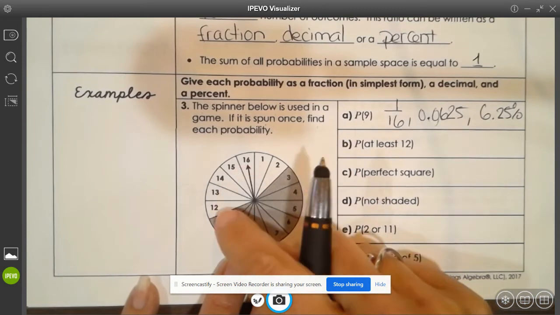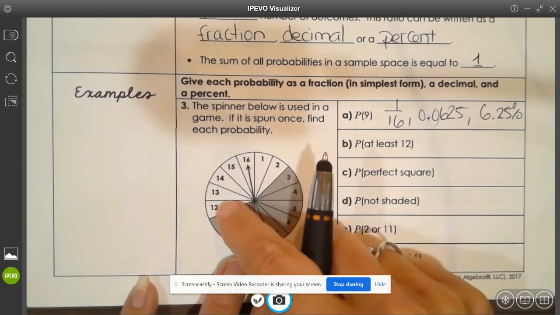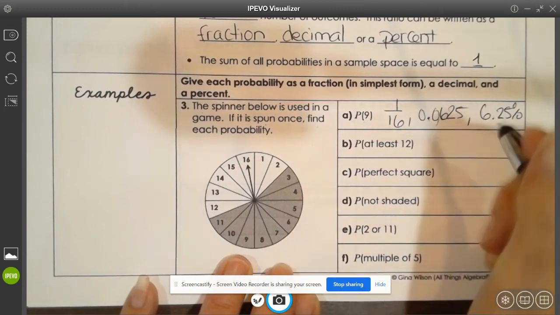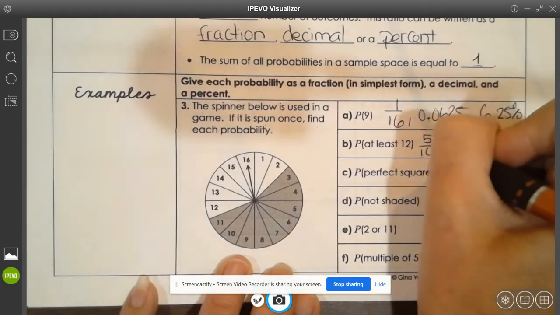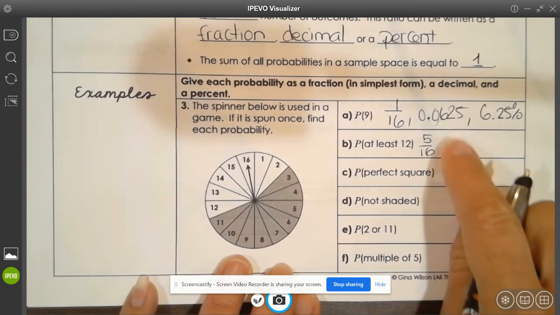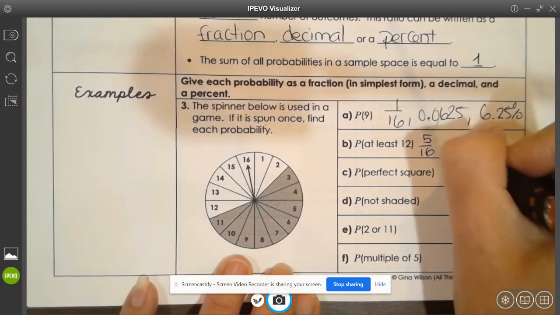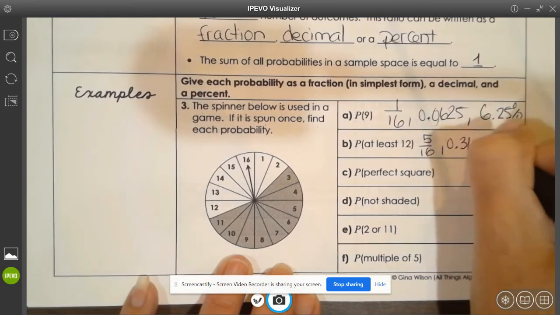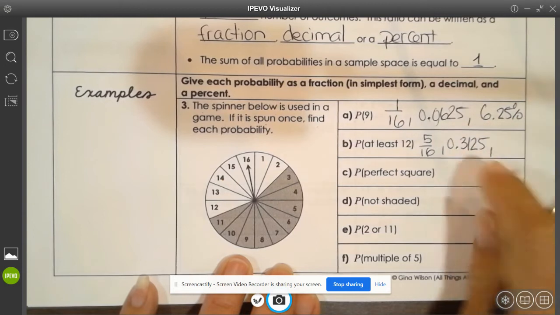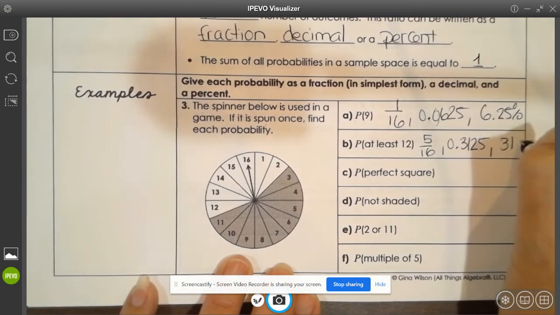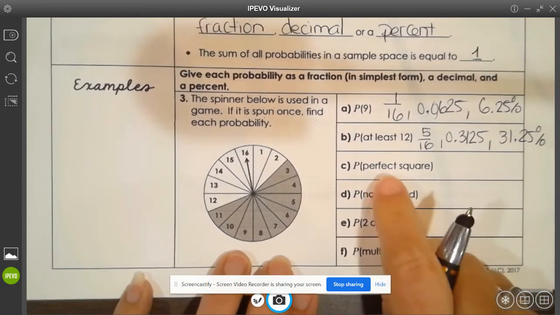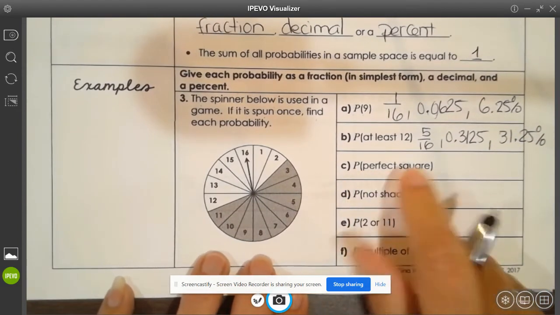All right, so what's the probability that you get at least 12? At least means anything from 12 and above. So that's 1, 2, 3, 4, 5. That's 5 over 16, which is the total. And then you divide 5 over 16. So that's 0.3125. You multiply by 100, you get 31.25%.